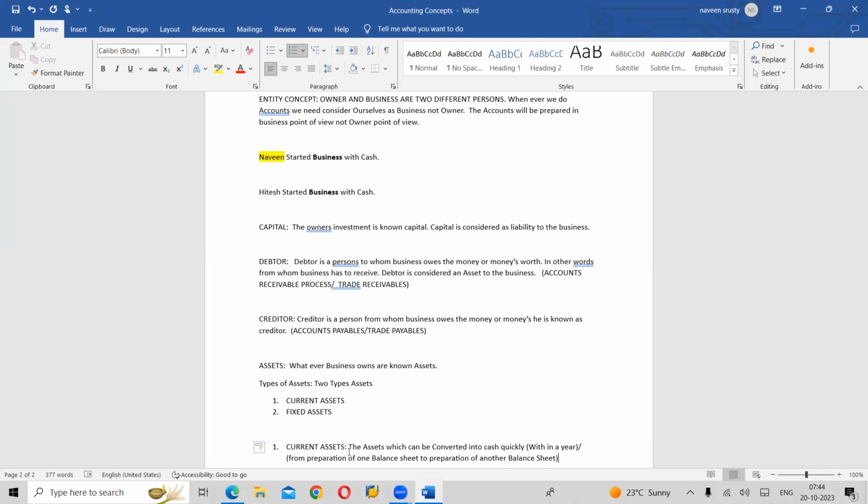Understood, everyone? What do you mean by current assets? Current assets are the assets which can be converted into cash within a year. Or you can write it simply, straight away: current assets are those assets which can be converted within the period from preparation of one balance sheet to another balance sheet. Is this clear?